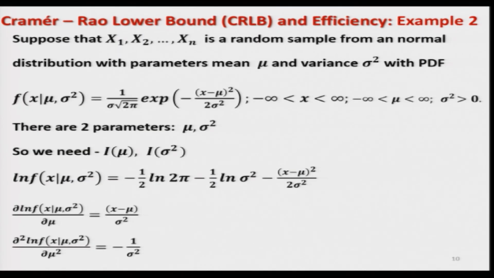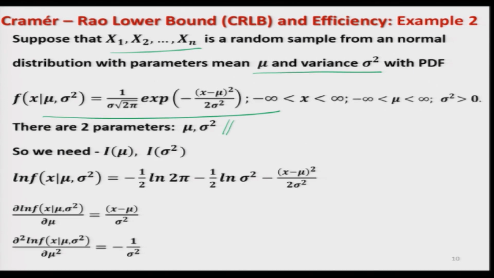Similarly, let us take one more example from the continuous random variable. Let x1, x2, ..., xn be a random sample from a normal distribution with mean mu and variance sigma square, whose PDF is given like this, which you know. Now we have two parameters, mu and sigma square, so we need to find the Cramér-Rao lower bound for both mu and sigma square. We need to do the same thing.